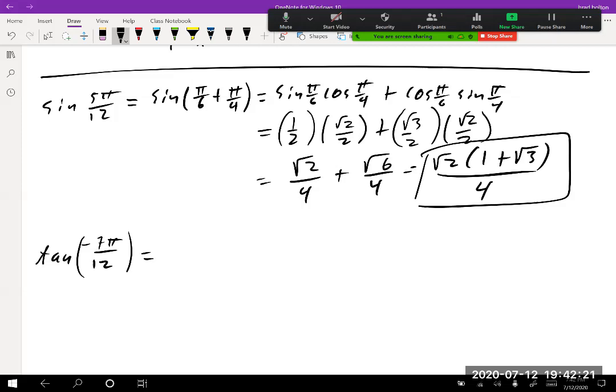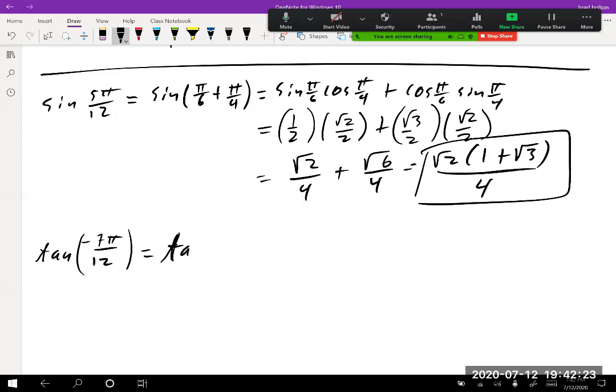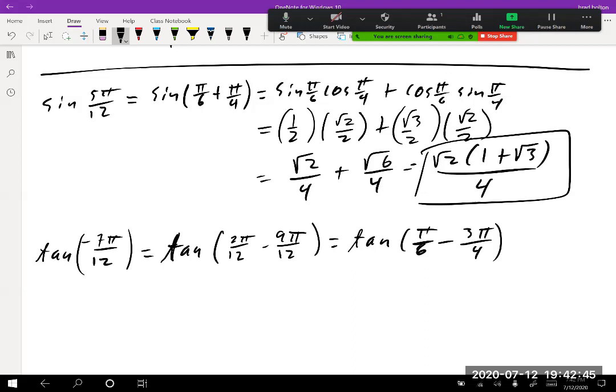Let's try that. So first I'm going to write it as tangent. And if you're having a hard time with the radians, you could convert it to degrees and see if you could get it to work better. Okay, so that would be negative 7 pi over 12, and that would be the tangent of pi over 6 minus, what is that, 3 pi over 4. Well, that's good. Those are a good set.